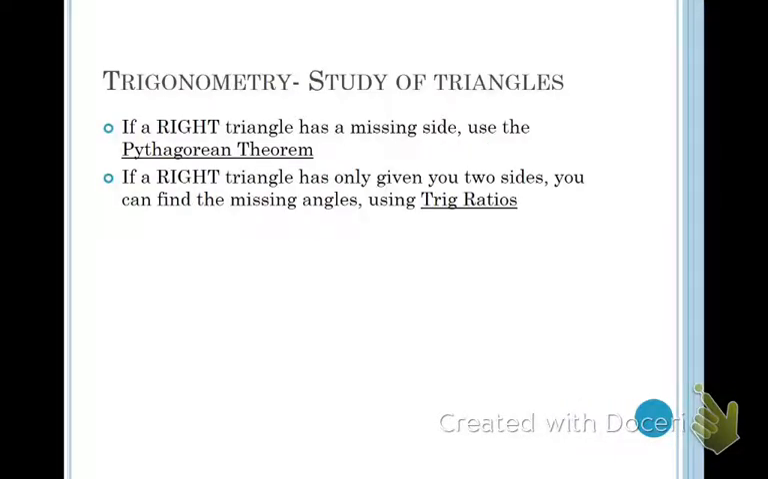What you're going to learn today are called trig ratios. If a right triangle has only given you two sides, you can also find the missing angles using what we call trig ratios. So I do want you to also write this down. Another problem that you're going to be given is you're going to be given two sides, and it's going to ask you to find the missing angles. To do that, you use what we call trig ratios.